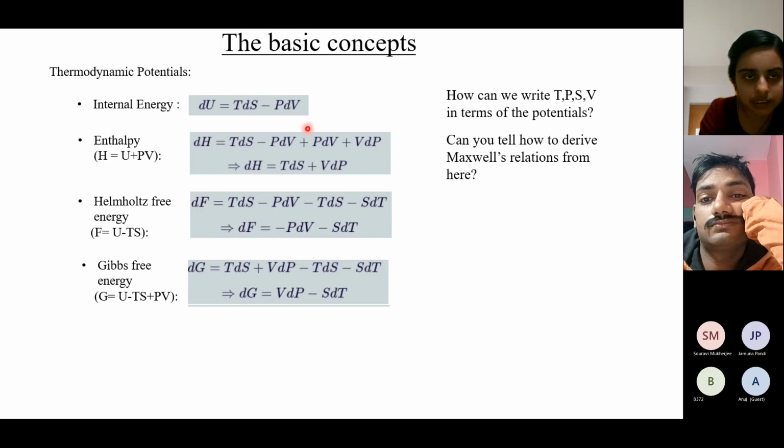But now, if you are given this expression, can you derive the Maxwell's relations from here? Is it possible to derive? So how do we do it? What is the hint? If you are asked for the hint, which tells you that yes, this is possible, what is the first step that you would be thinking about?